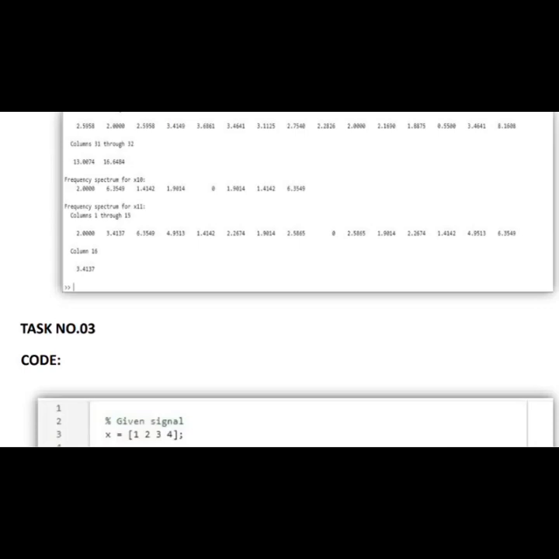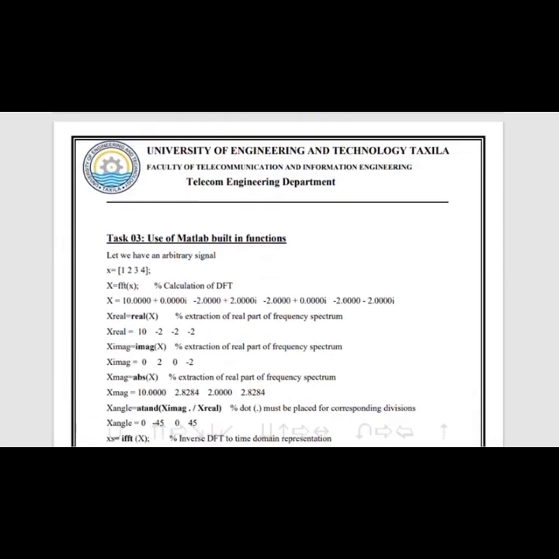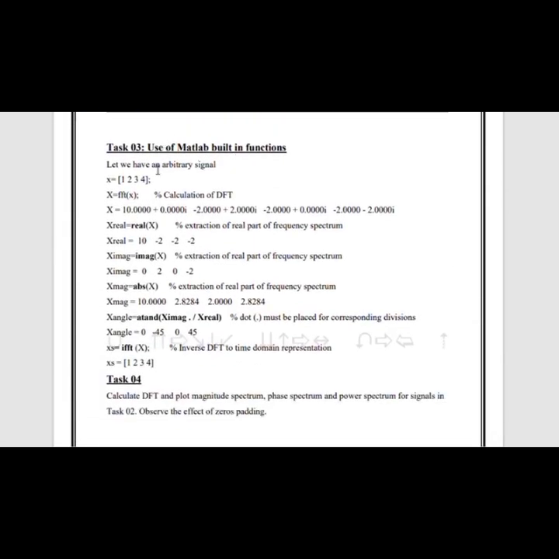The frequency spectrum for x1 is 14, 2.82, 2, 2.8284. This is the output of code number 2.